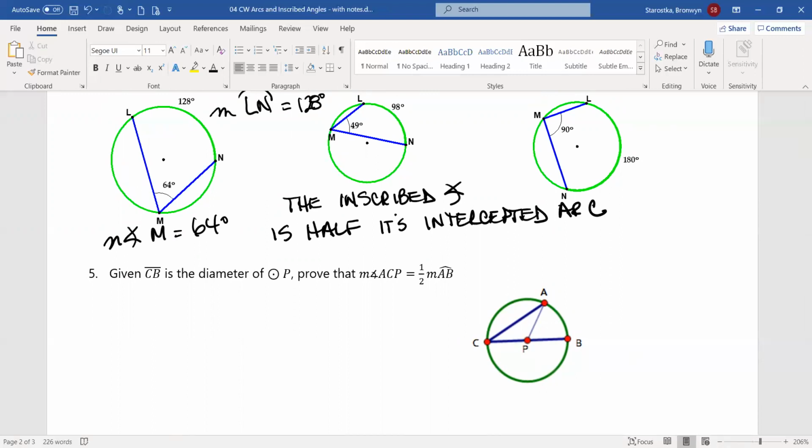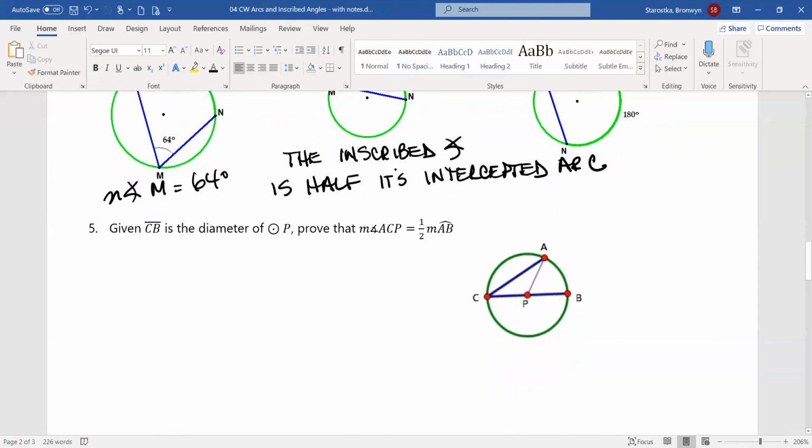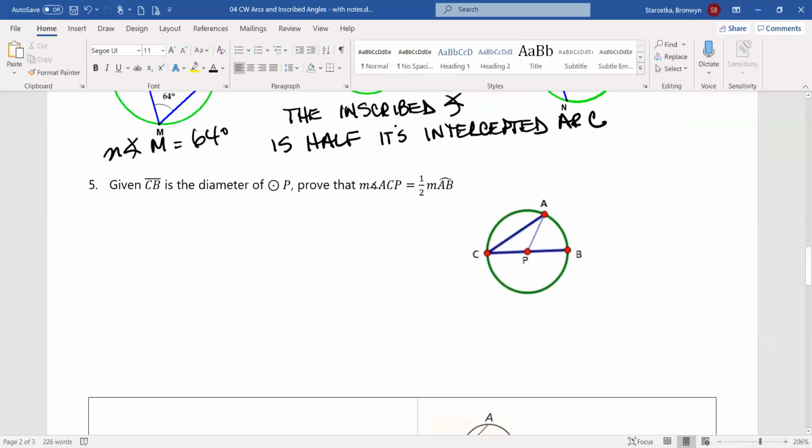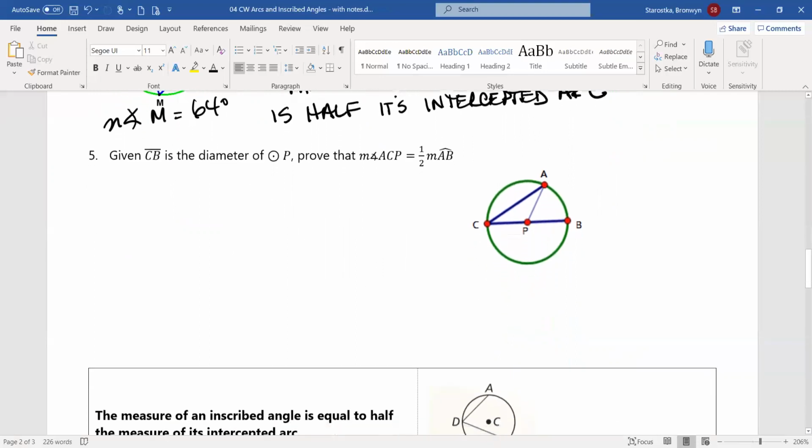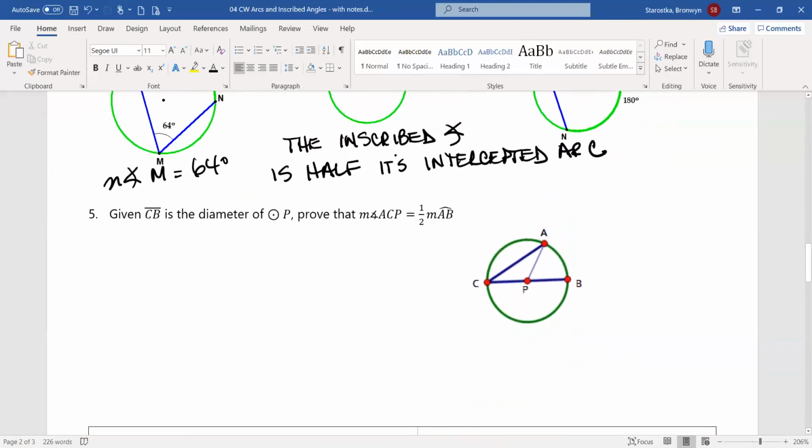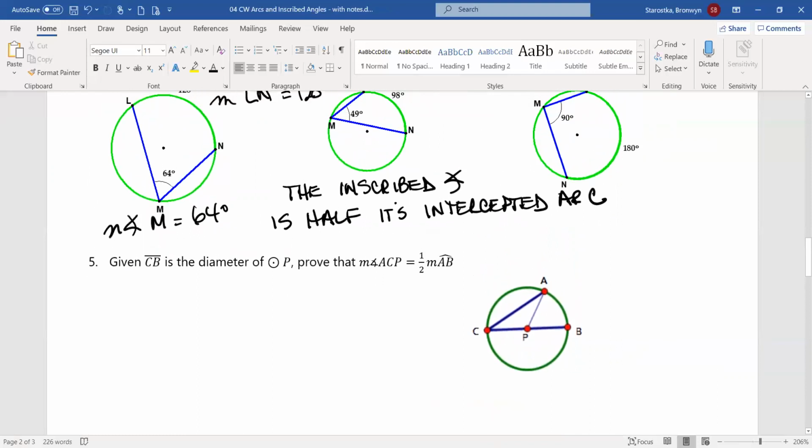So there are multiple ways of proving it, and in class you would have done some work with tracing paper and protractors and all kinds of stuff, but we don't have those tools with us, so we're going to do a different kind of sort of smarty pants proof to prove to ourselves that in fact the inscribed angle is always going to be half its intercepted arc.